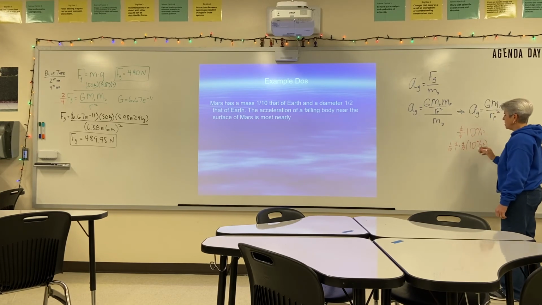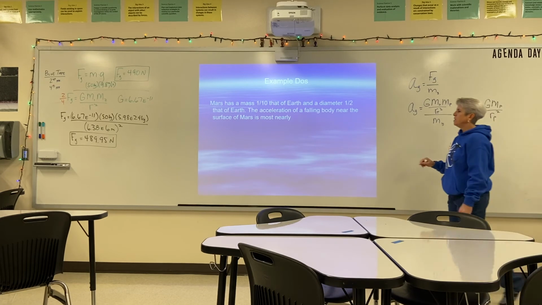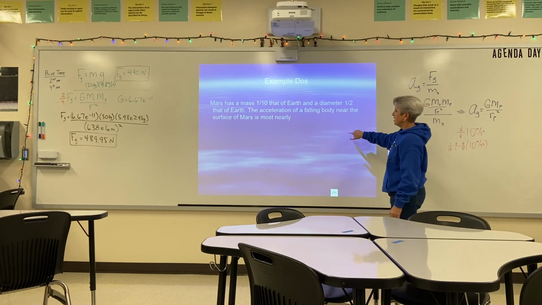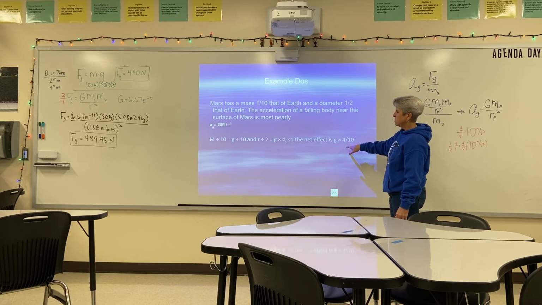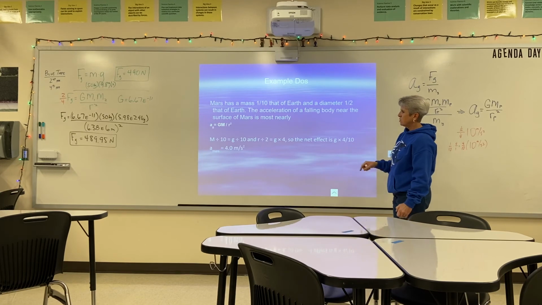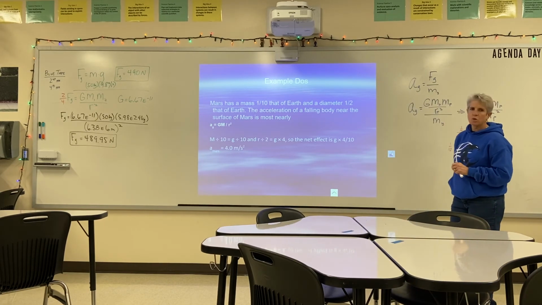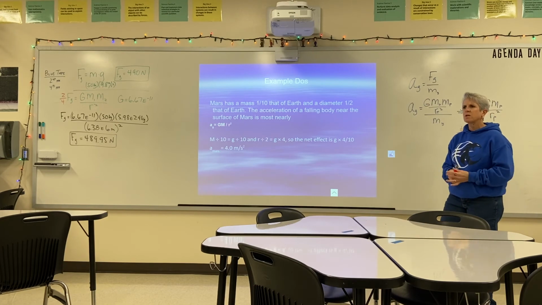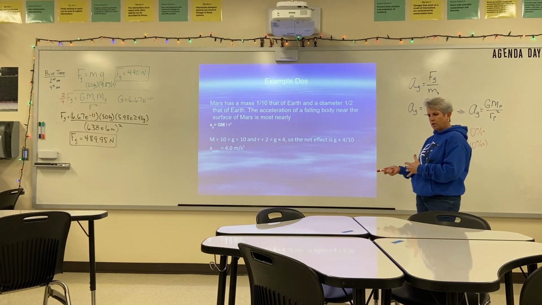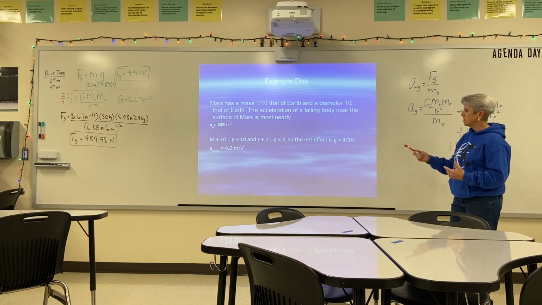10. So this should be about 4 meters per second squared instead of 10. Or if we used 9.8, it might be about 6. So it's 4/10. So the acceleration due to gravity on Mars would be about 4 meters per second squared, which I think is about 3.6. Consider that we use 9.8 for Earth's acceleration due to gravity, and this would be about 3.6.